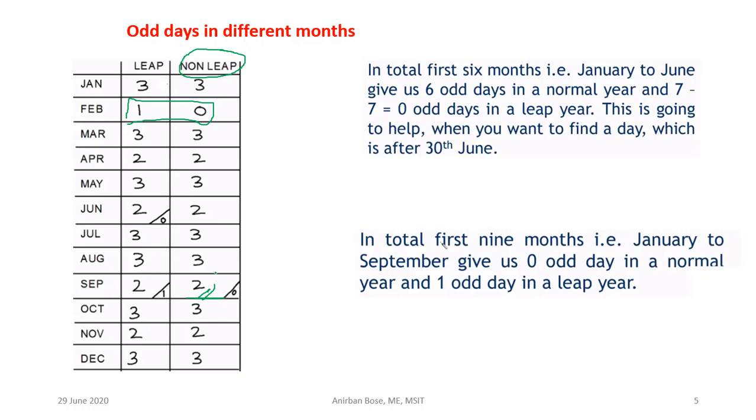So in a normal year up to September, remember odd days is 0, and that will definitely help in some of the problems. In leap years up to September, odd days will be 1. In a leap year, though, up to June, the odd days is 0. If you sum them up, you will find that it is coming to 14. Okay. So this information might help in some of the problems.